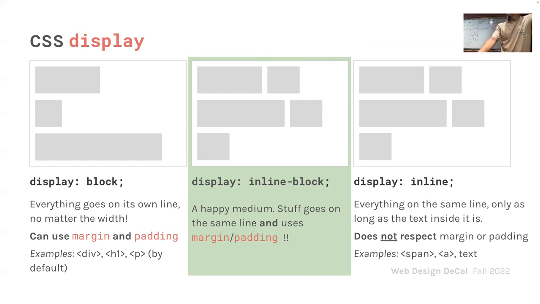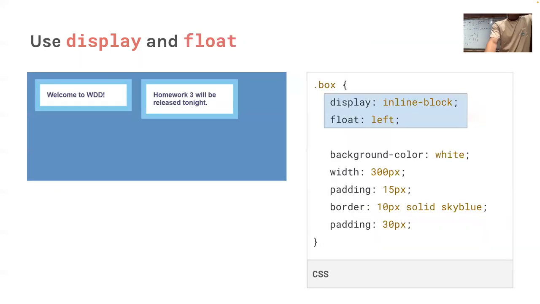And this is just the same CSS pattern we've seen before, where display is the CSS property and then inline block or block is the CSS value. Yeah, so this is an example of how you use inline block. So you do display inline block, and then float left basically means you want to align it to the left side of your screen. So if you want to align it to the right side, then you do float right. And in which case, the two text boxes will be more to the right than they are here.